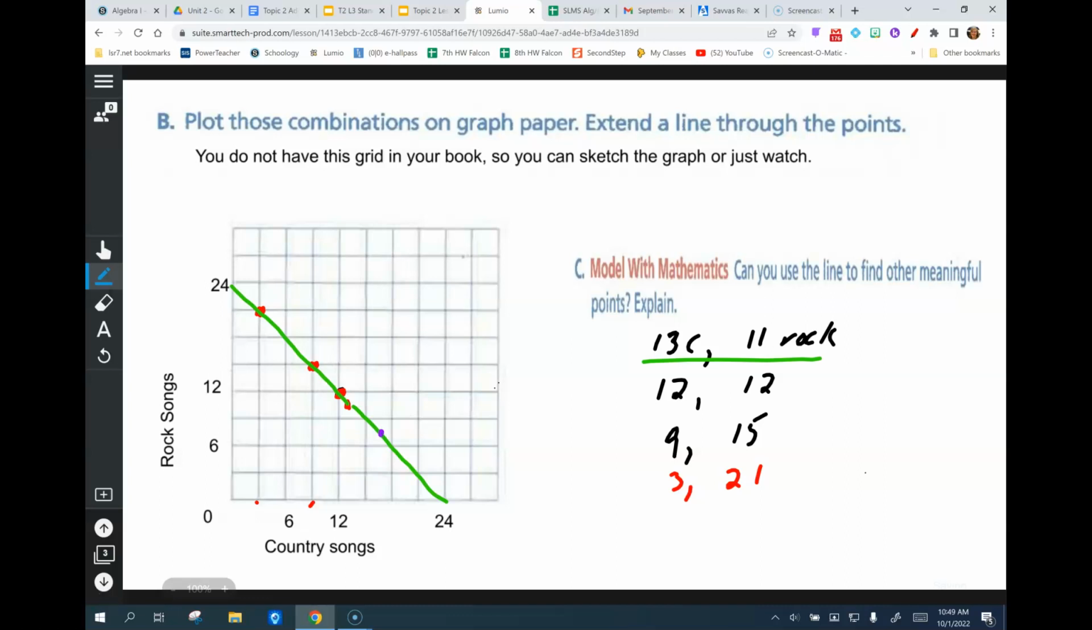So then it says, can you use a line, so we just drew a line, to find other points. So anything on this line is going to work. So this point right here, it looks like about 17 and 7. Let's see, 17 and 7 is what that point is, because that still gives me 24 songs. So any point on this would be part of the solution.